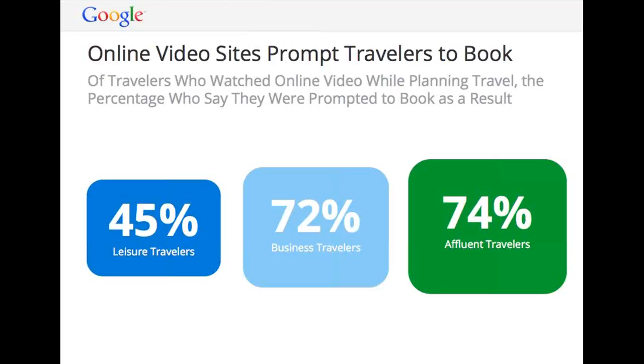Of travellers who watched online video while planning travel, the percentage who say they were prompted to book as a result. So we've got 45% of leisure, 72% business, and 74% affluent travellers. So again, anyone in that area of your luxury upmarket product or service, your affluent traveller is actually looking for these videos. So another nice little one there to think of if that's your product or service that you're providing to your affluent traveller. So really quite interesting stats.